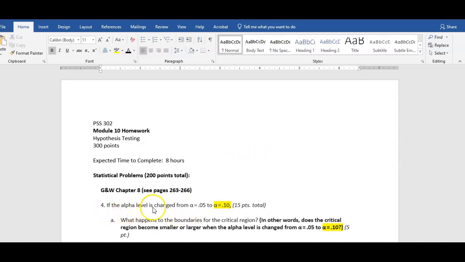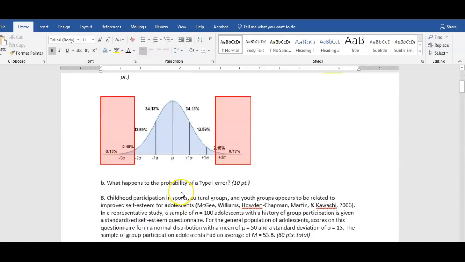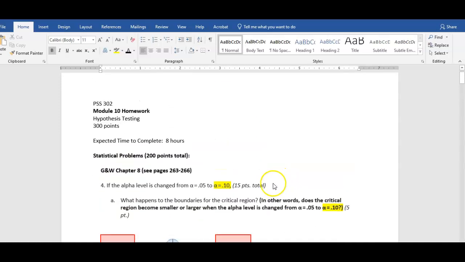So in question 4, the first one on the assignment, it's asking you what happens to the critical region and the probability of a type 1 error when you change the alpha level. On the actual assignment itself, it's asking what happens when you change from 0.05 to 0.01. Obviously, I don't want to give you the answer exactly in this screencast, but I can walk you through if I change the problem slightly and, instead of going down, increase alpha to 0.10. So what would happen to the boundaries of the critical region?